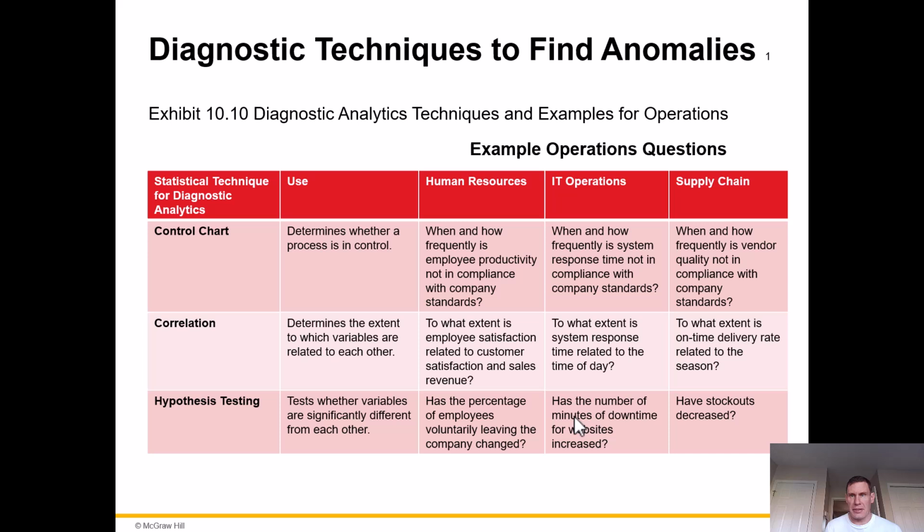And here we see some diagnostic techniques to find the anomalies and some associated example questions as it pertains to operations. So if we look at, say, correlation, just to pick one out, the use could be to determine the extent to which variables are related to each other, like how correlated are they to each other. So an HR application could be, to what extent is employee satisfaction related to customer satisfaction and sales revenue? For IT operations, it could be, to what extent is system response time related to the time of day? And then for supply chain, to what extent is on-time delivery rate related to the season?